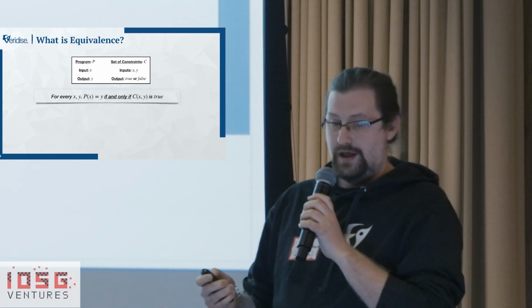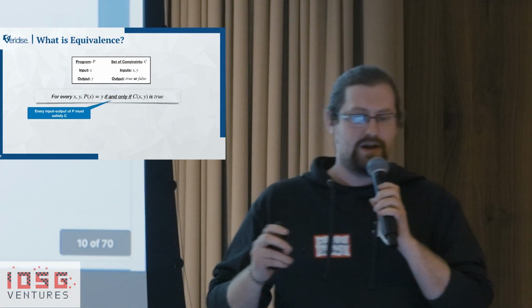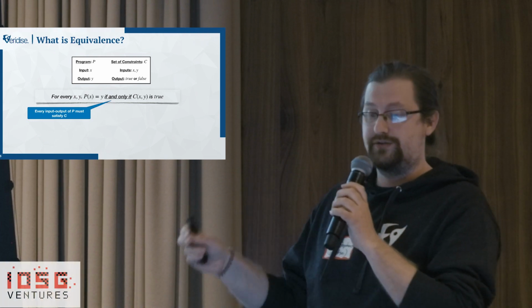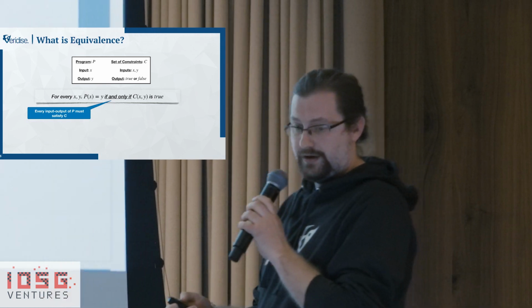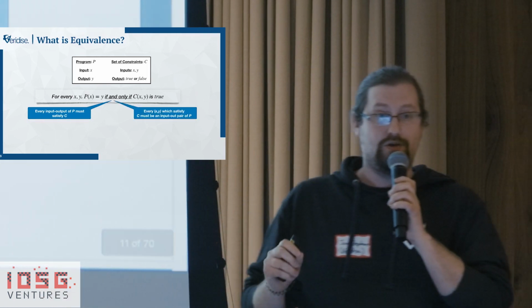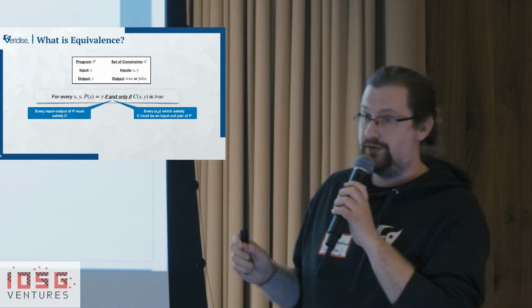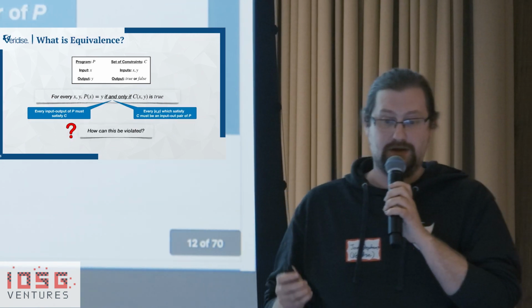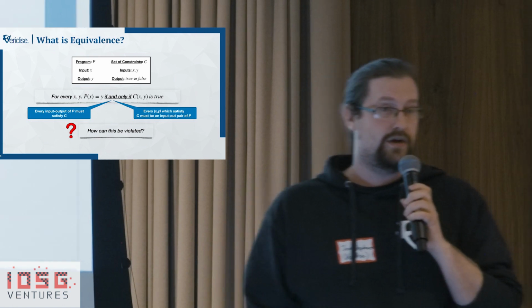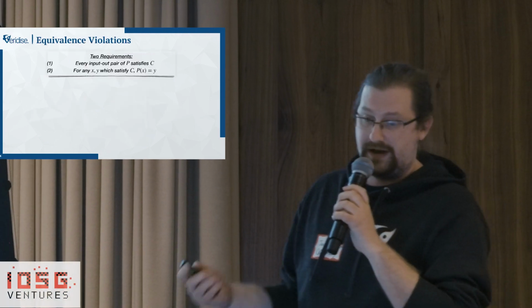So basically, for every input-output pair that you have of P, your constraints must be satisfied. And then in addition, for every input-output pair that satisfy your constraints, you want to make sure that they belong only to that witness generator. And so that means that your circuit is deterministic. And so what we're going to be talking about here is how you might be able to violate that.